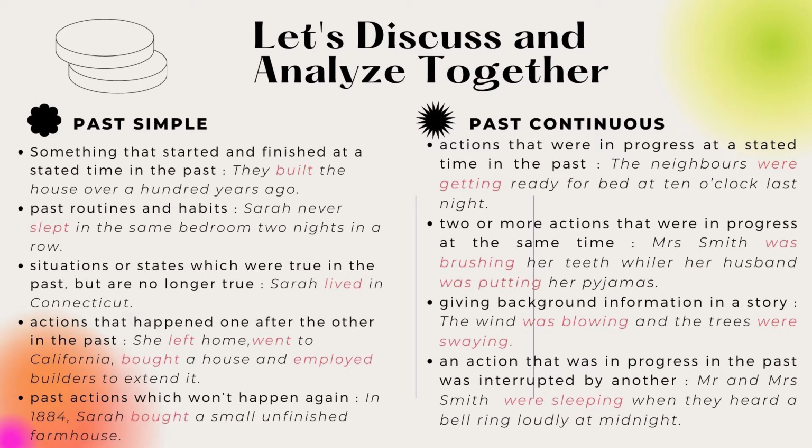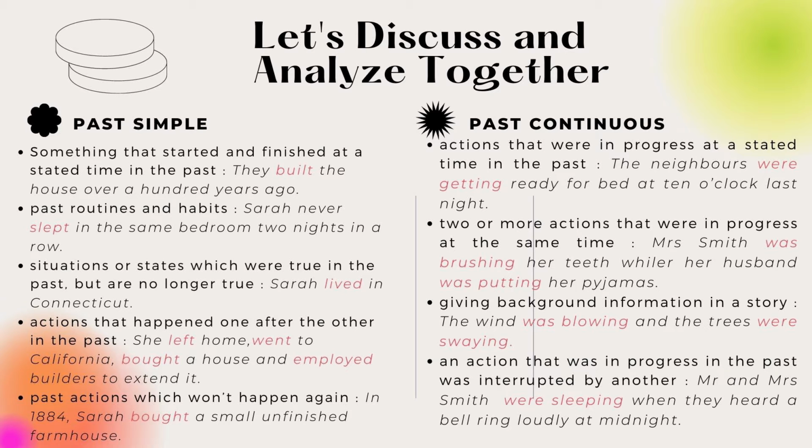Okay, next. Past simple also is used to talk about past routines and habits. Sarah never slept in the same bedroom 2 nights in a row. So here, we know that it is a routine for Sarah, who did not sleep in the same bedroom for 2 nights in a row. Next, to state situations or states which were true in the past but are no longer true. Example, Sarah lived in Connecticut. Okay, so here we can see that Sarah used to live in Connecticut, but now no more.